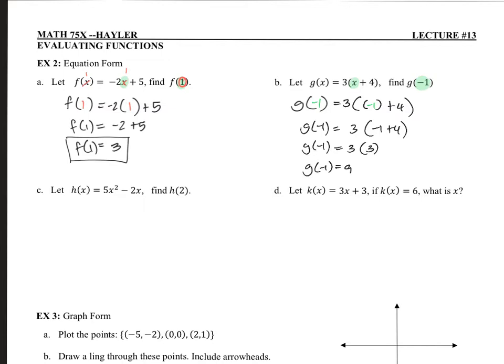Notice lining up the equal signs nicely. g of negative 1 equals 9. So we have evaluated this function with the x value of negative 1. Which means when x is negative 1, what is our y value? Well, remember, y is the g of x value. So that means that y is 9. So just a hint: when x is negative 1, we found out that y was 9.